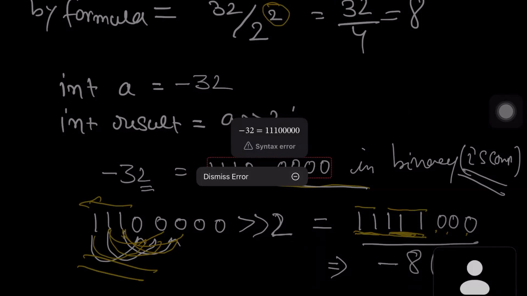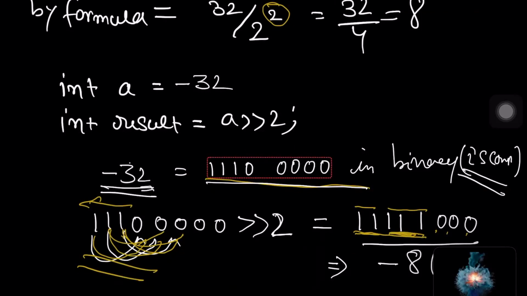Okay. So, second complement representation: any time you have a minus, you simply convert this number to binary, and then do second complement. After doing second complement you will get this. And then on top of that you have to perform right shift.